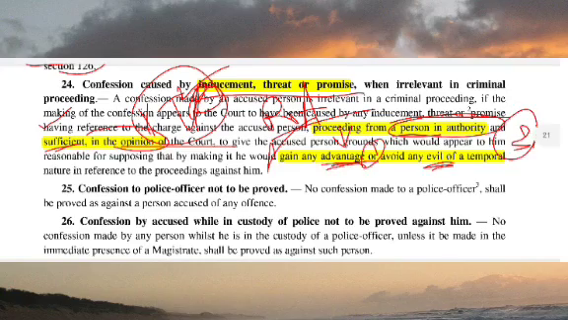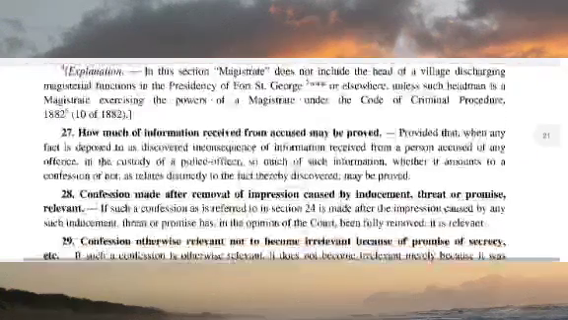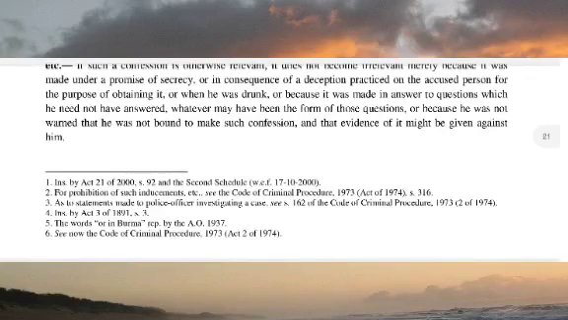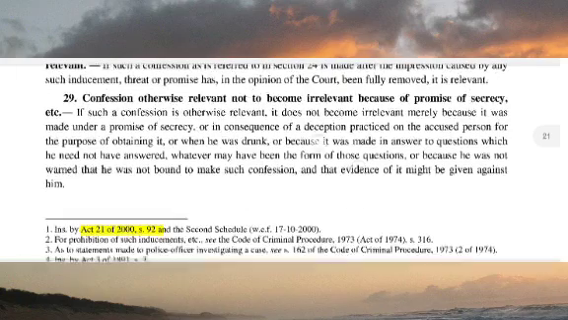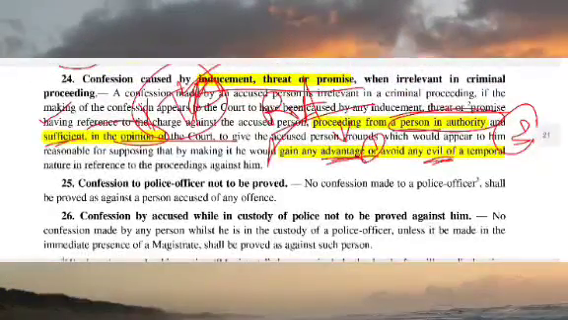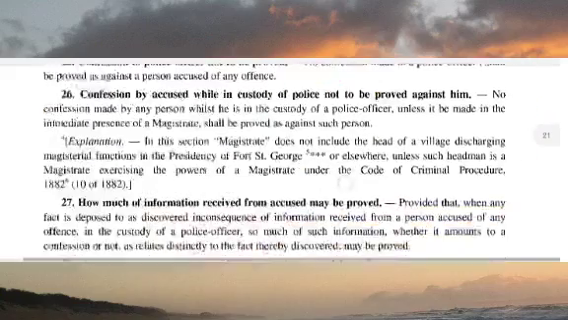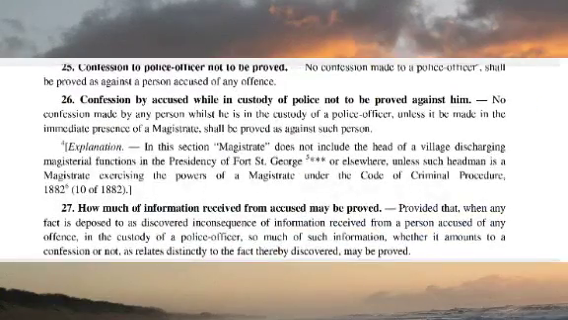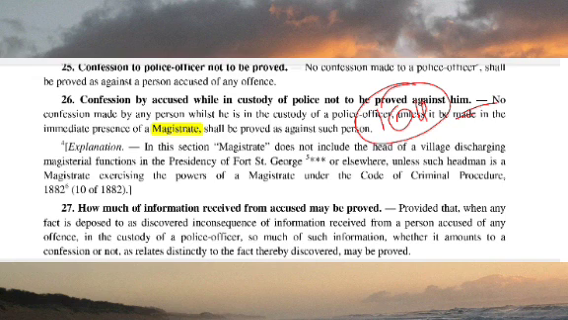Confession to a police officer not to be proved. I think this was inserted by the 2000 Act 21 of 2000. Confession to a police officer is not to be proved. Confession by an accused while in the custody of police is not to be proved, same thing, unless it is made before a magistrate. Section 164 CrPC is an exception. Magistrate does not include the head of a village; he is not a magistrate.